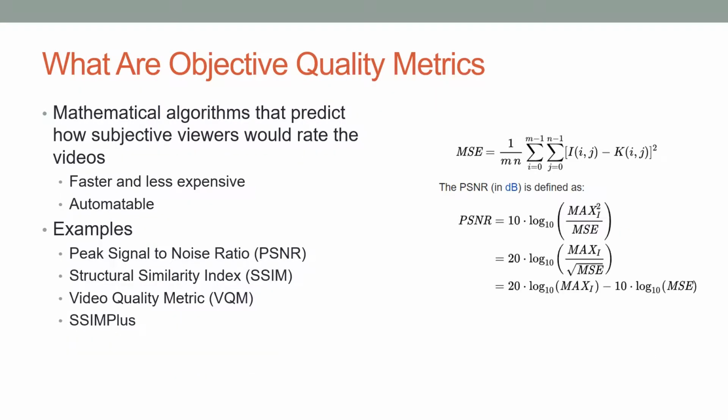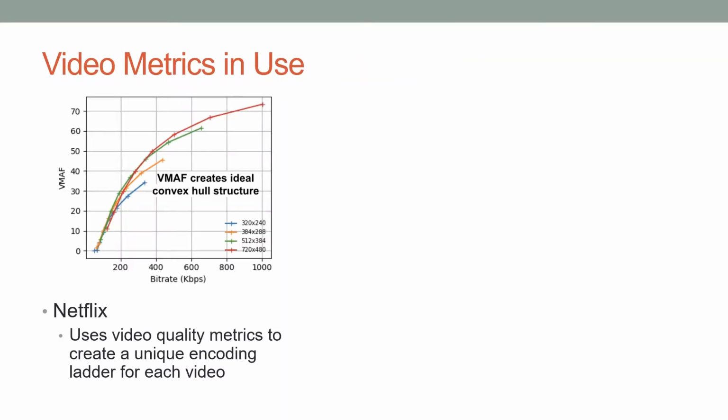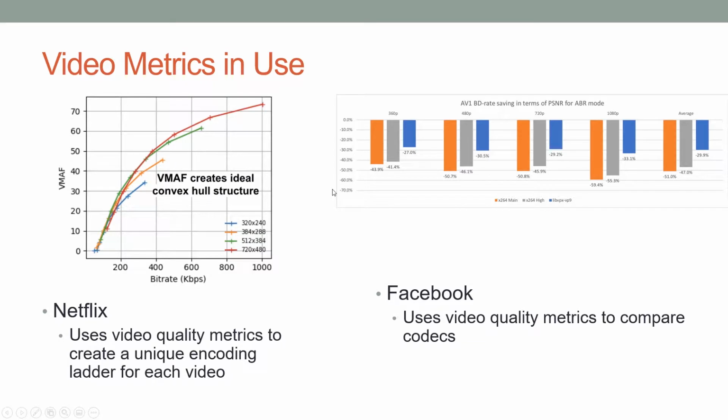Briefly, video quality metrics like PSNR, SSIM, VMAF, and SSIMPLUS predict how subjective viewers will evaluate digital videos. Large encoding shops like Netflix and Facebook use video quality metrics to guide day-to-day encoding decisions, to optimize their encoding configuration, and to compare codecs and compression tools. This course teaches you how to do the same.